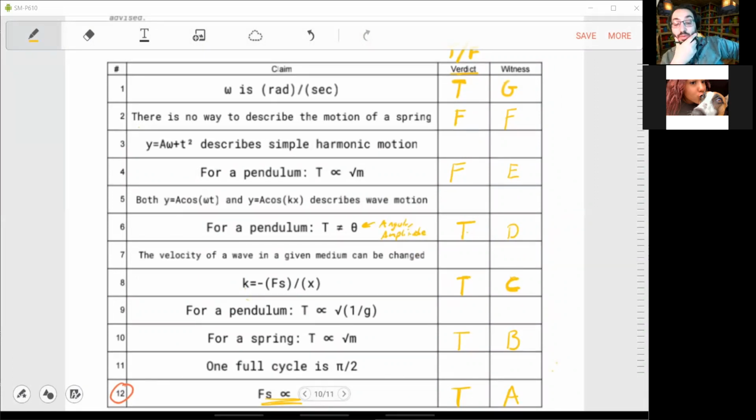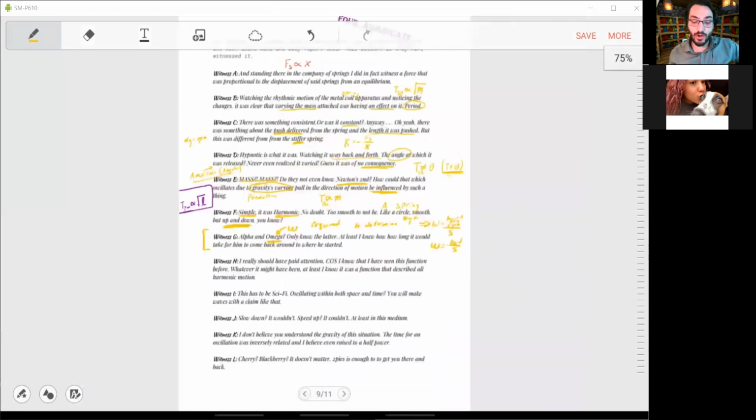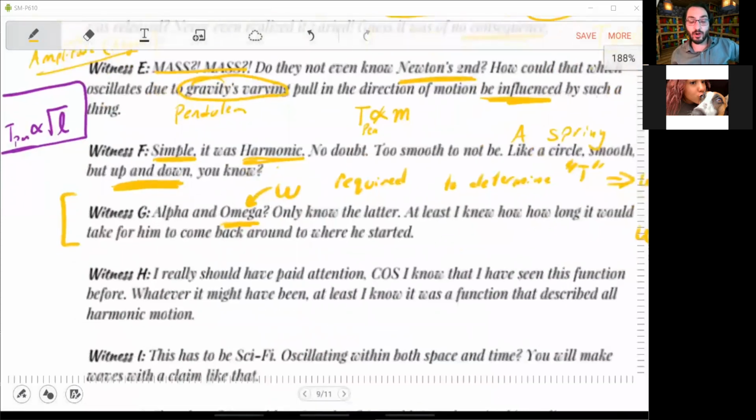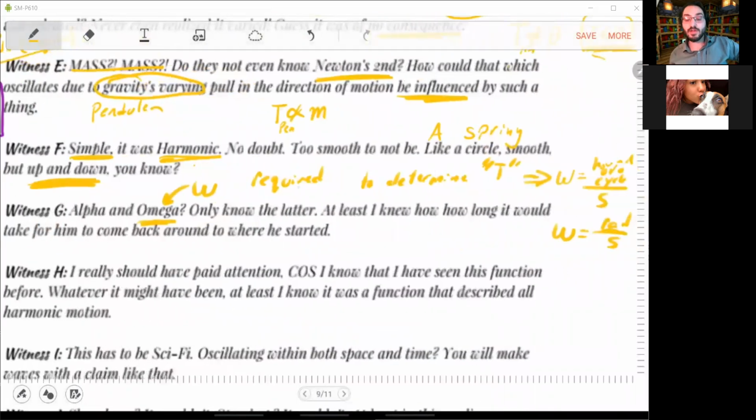All right. So there's no way to describe the motion of a spring. No, the motion of a spring is simple, harmonic, smooth, and cyclical. That is what the motion of a spring is. Now, for the little example that I gave, I already went over witness G, alpha and omega. So we're talking about omega. Omega is required to determine period, which means that omega must be radians per second. That is the units of omega, I should say.